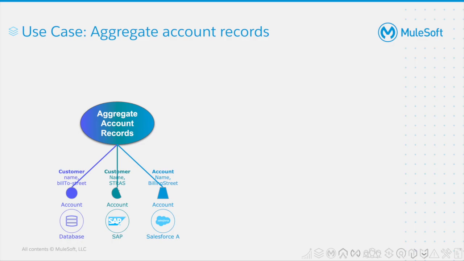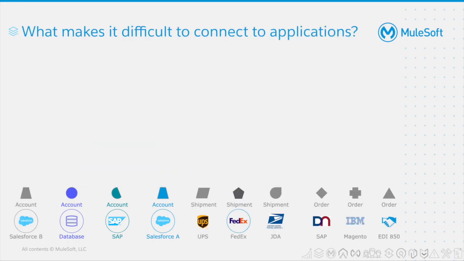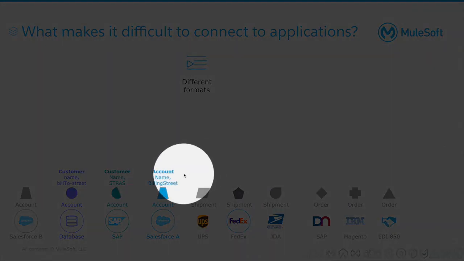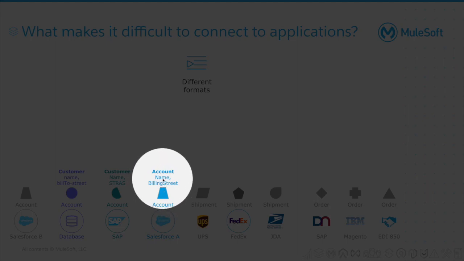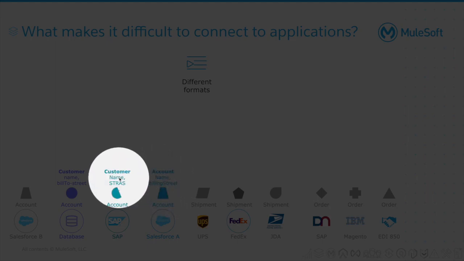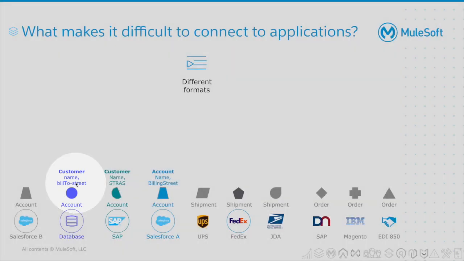We all have account records stored across multiple different systems within the organization, and it's often a use case where we need to pull those together from multiple different sources. What makes that difficult for developers is that in each of these different back-end systems, account information is represented differently. It looks one way in Salesforce, another way in SAP, and yet another way in the database, so we have different formats for how the data is stored.